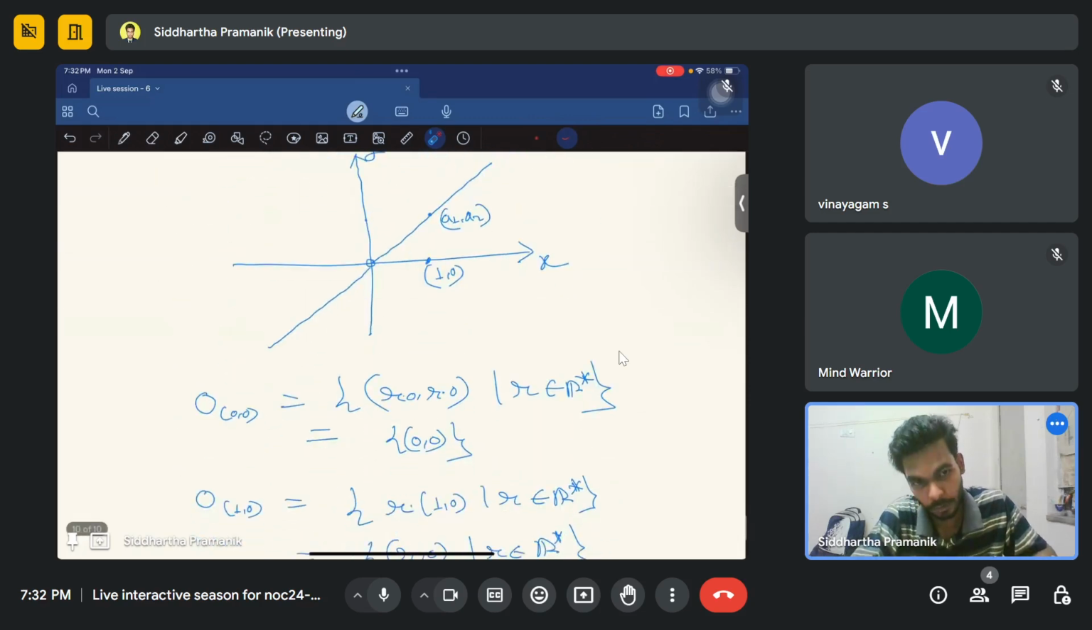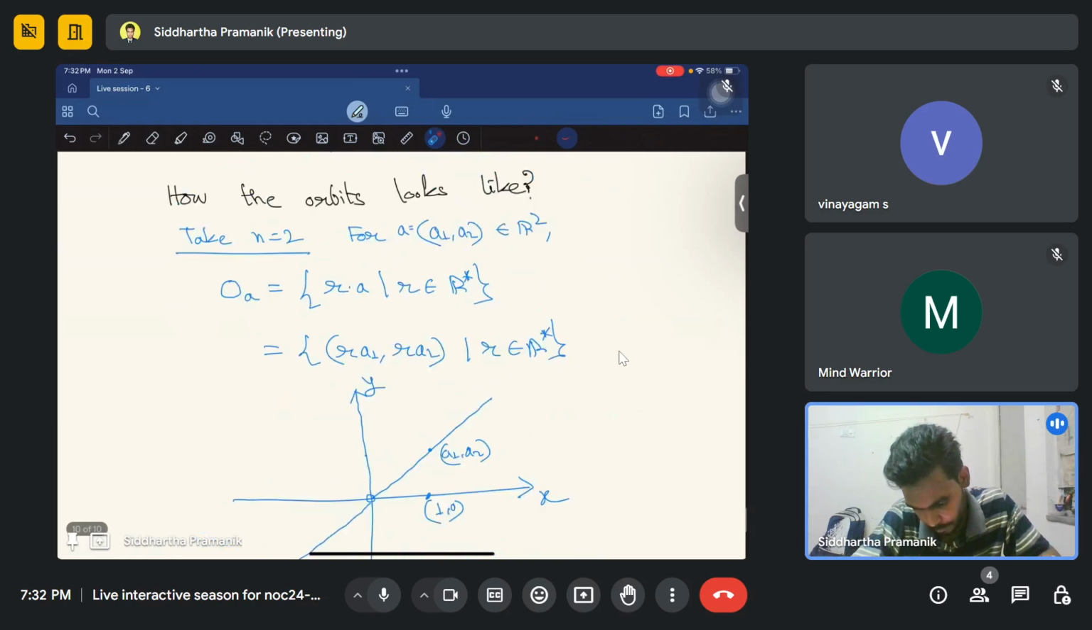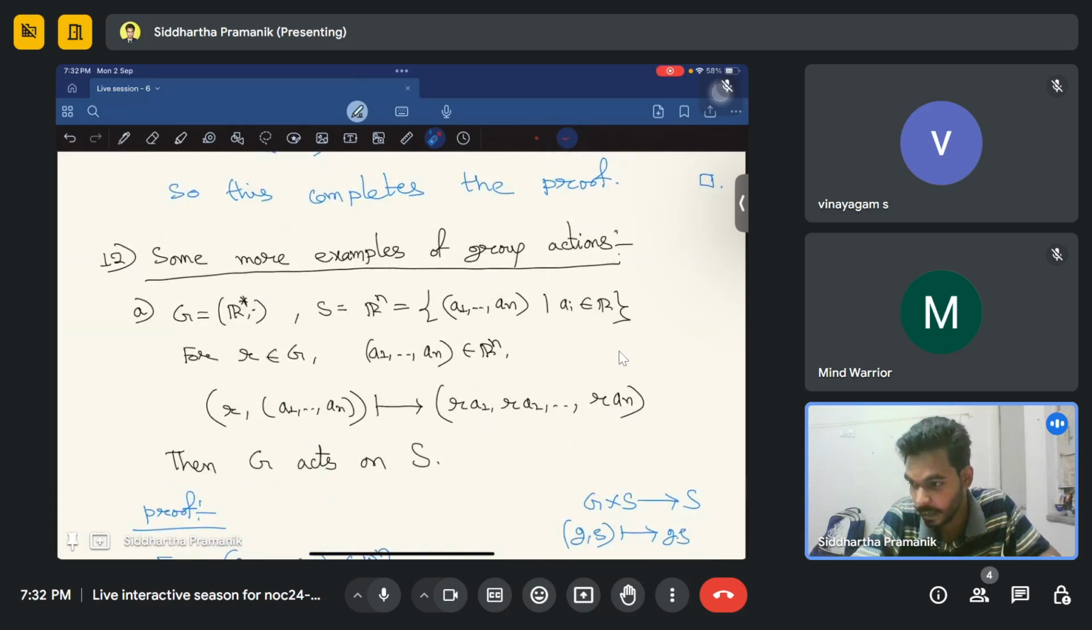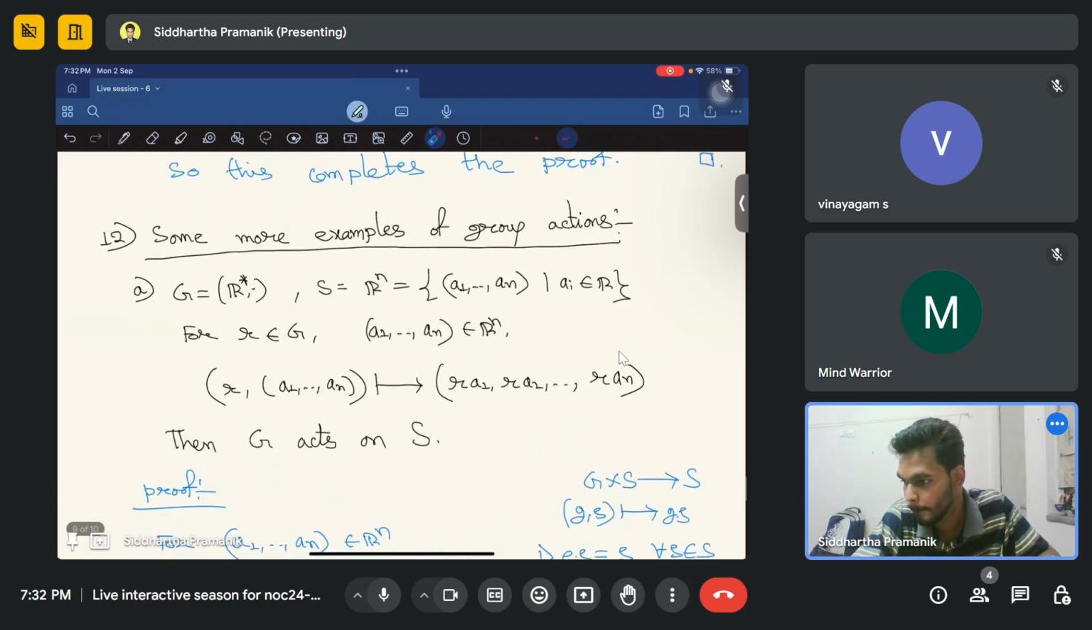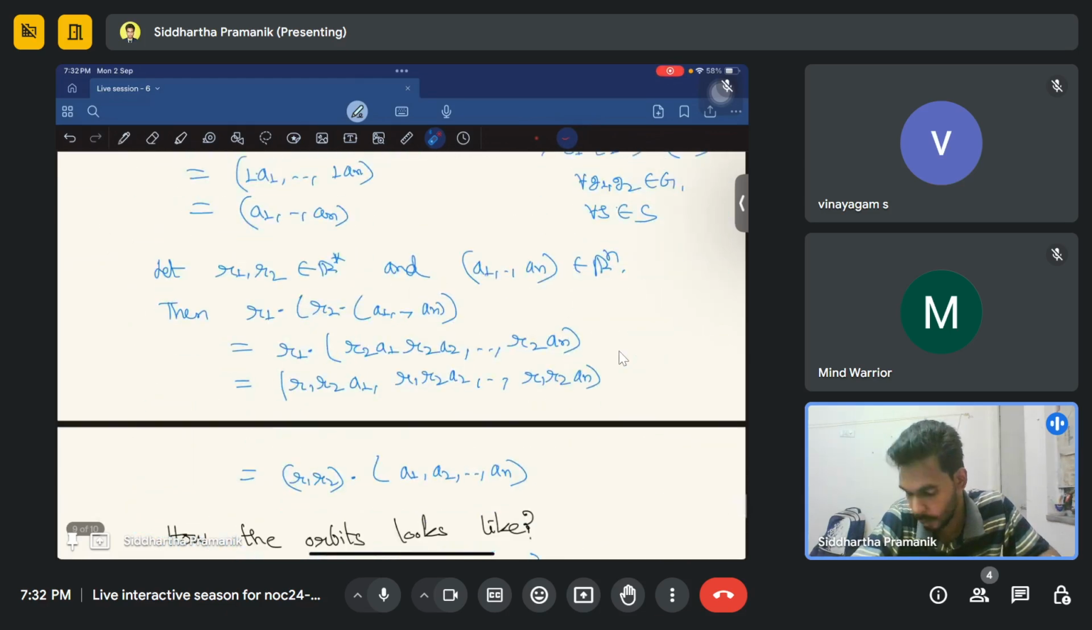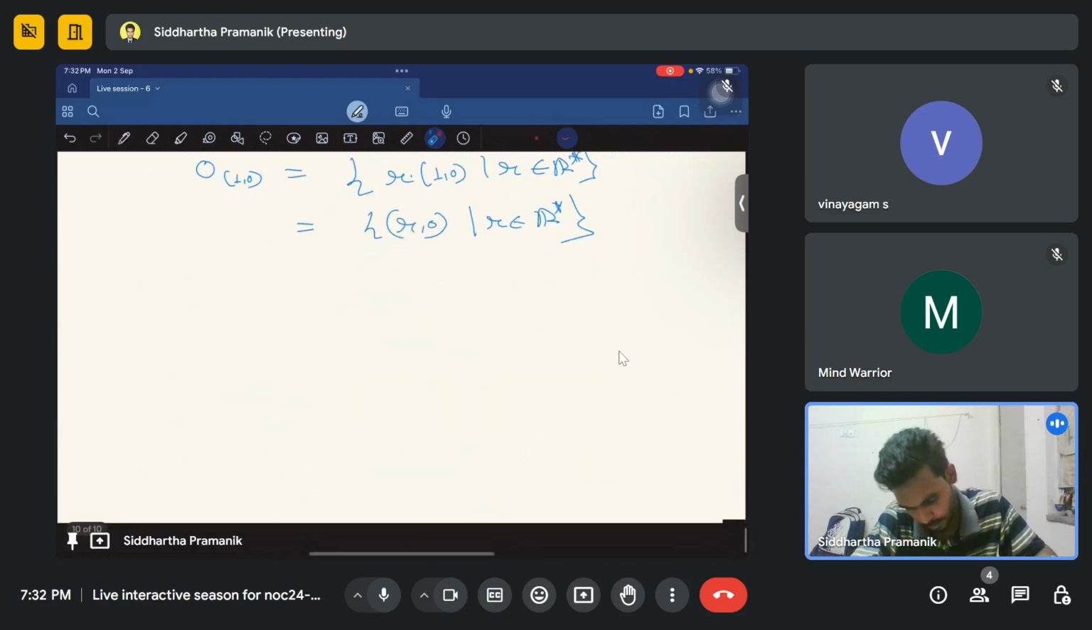Okay. Now let's see some other examples. So this is the first example. Now let's see one concrete abstract example.